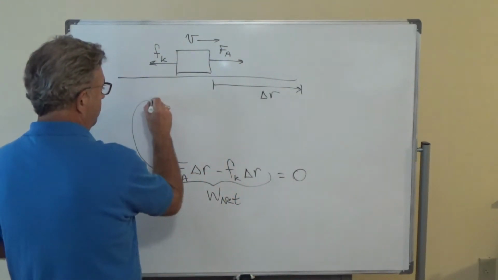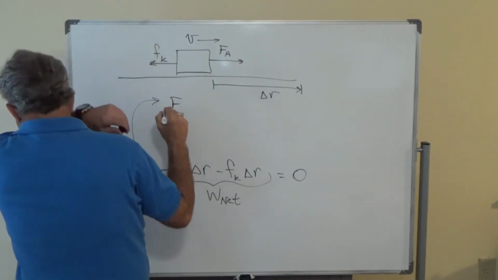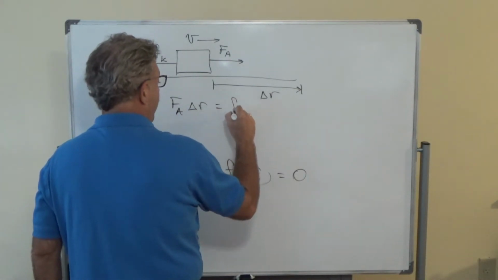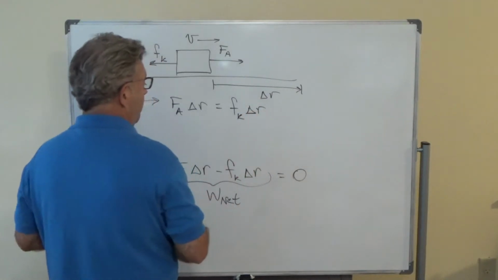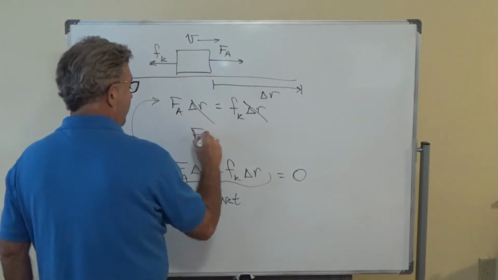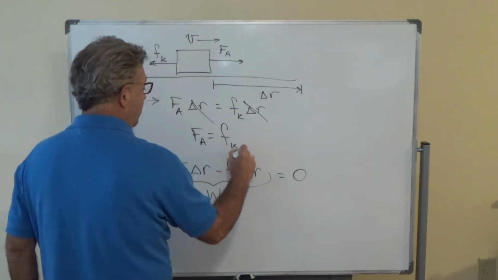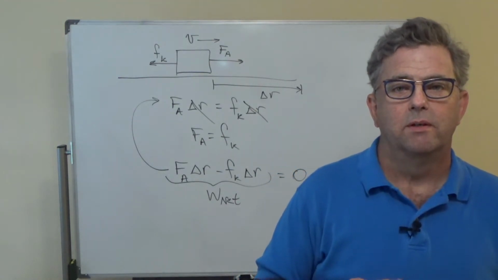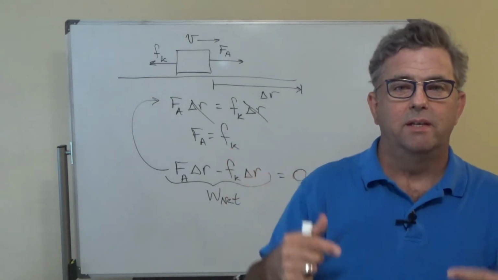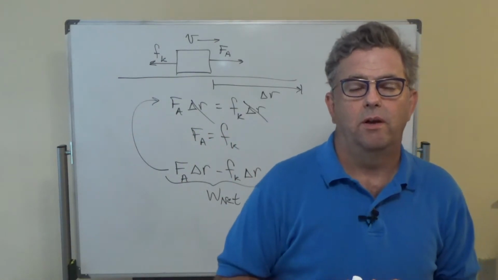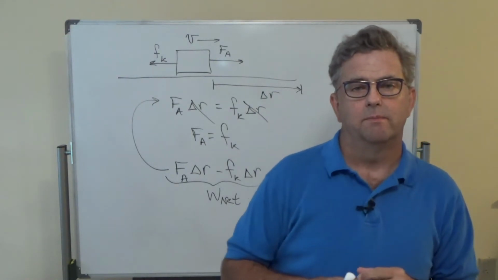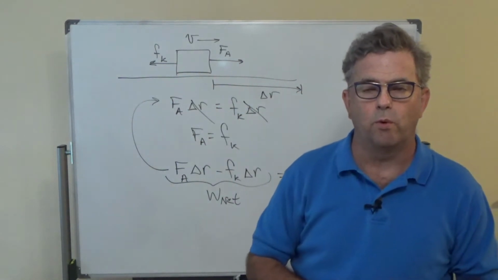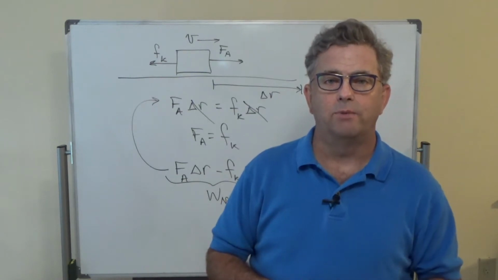So moving up, this says that Fa delta R is equal to Fk delta R. Fa is equal to Fk. That's what happens in constant velocity problems. You may have forces that are acting in opposite directions, but they're equal. You have an object moving at a constant velocity. So the applied force must be equal to that kinetic friction force. If it weren't, the object would be accelerating.